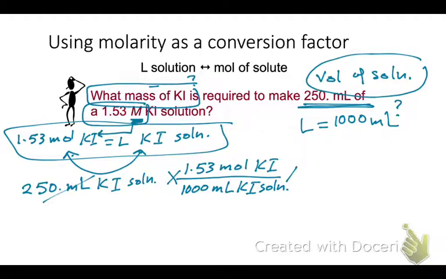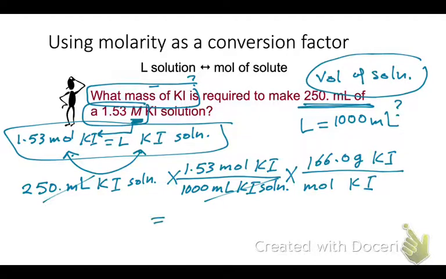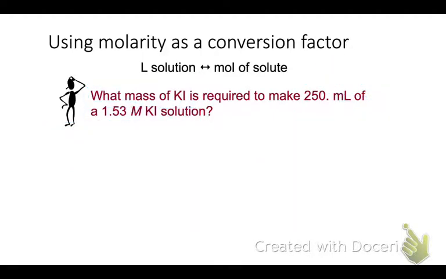Now the last part is to take, see now milliliter cancel out. I have moles of potassium iodide. I can take that into grams. I can say there are 166.0 grams of potassium iodide for every 1 mole of potassium iodide. When I do the math, I need to keep my 3 sig fig. The answer will be 63.5 grams of potassium iodide are required to make that solution. All good?